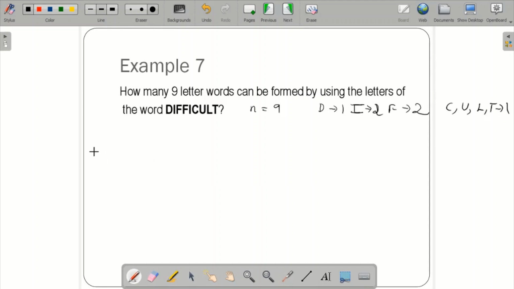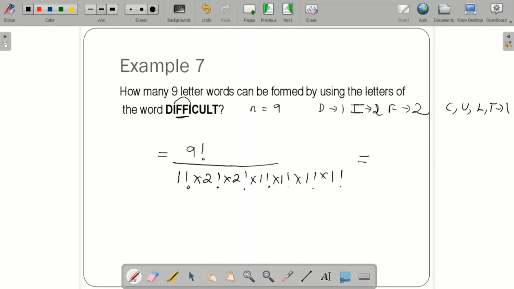So what is the number of permutations of the word difficult? It is n, which is 9 factorial, divided by all these factorials. So it is 1 factorial into 2 factorial into 2 factorial. F is repeated twice and I is repeated twice, and the rest are 1 each. So write all: for C it is 1 factorial, for U it is 1 factorial, for L it is 1 factorial, and for T it is 1 factorial. That is nothing but 90720, which is the answer.